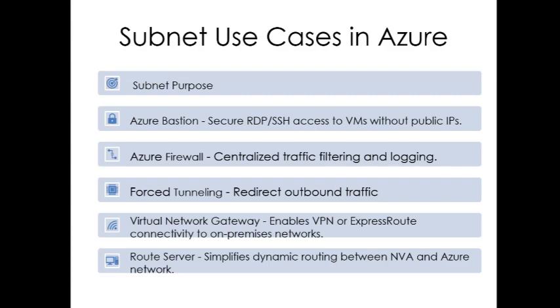So for RDP, it uses port 3389, while for SSH, you use port 22. Then Azure Firewall. Azure Firewall provides centralized traffic filtering and logging.